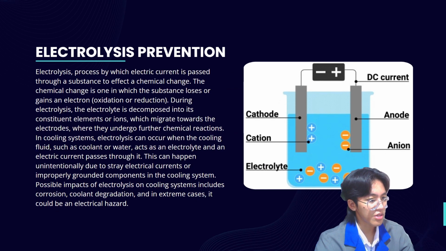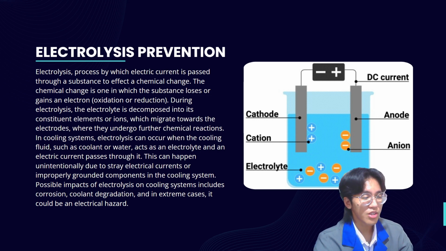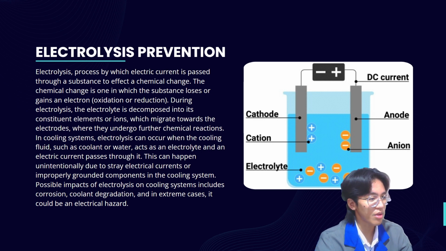Next is electrolysis prevention. But first, what does electrolysis mean? So, electrolysis is a process by which electric current is passed through a substance to effect a chemical change. The chemical change is one in which the substance loses or gains an electron through a redox reaction. During electrolysis, the electrolyte is decomposed into its constituent elements or ions, which migrate towards the electrodes, where they undergo further chemical reactions in cooling systems.